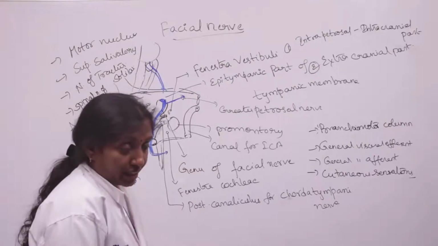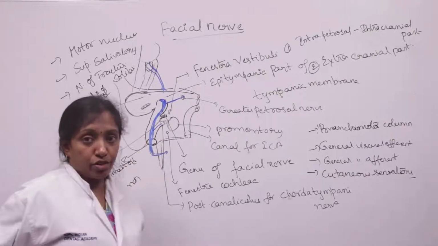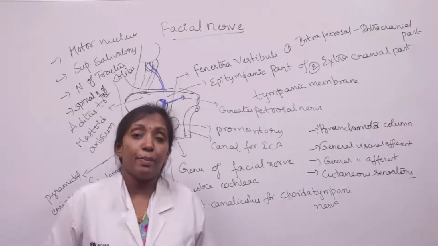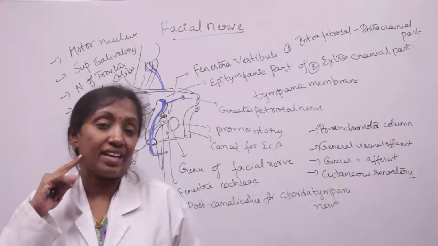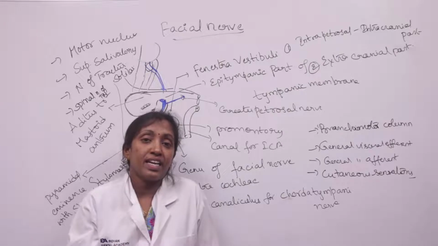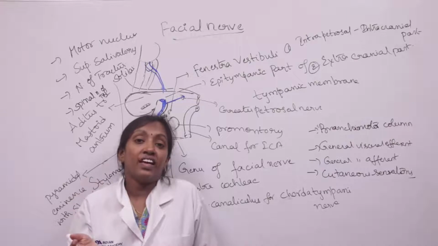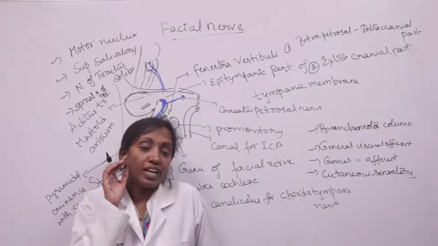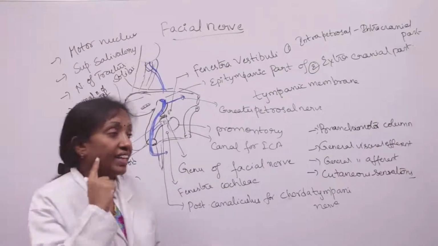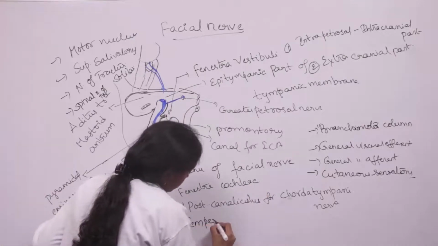After emerging from the stylomastoid foramen, the nerve runs forwards in front of the styloid process, and it enters the parotid gland through its posteromedial surface. Here the nerve lies superficial to the retromandibular vein as well as the external carotid artery. In the parotid gland, the nerve divides into two trunks, temporofacial and cervicofacial.